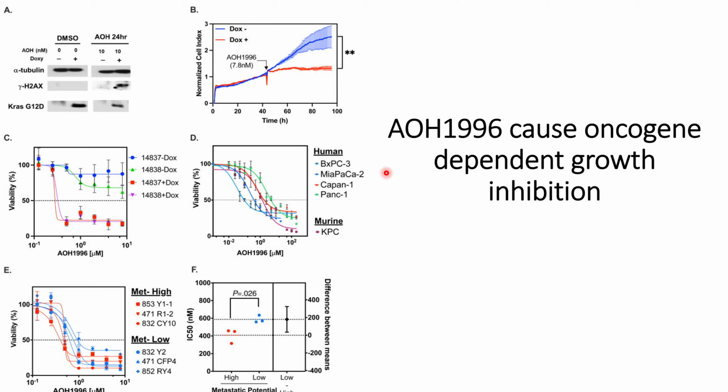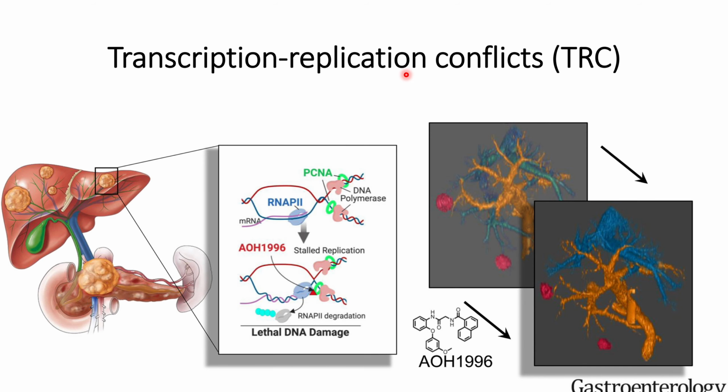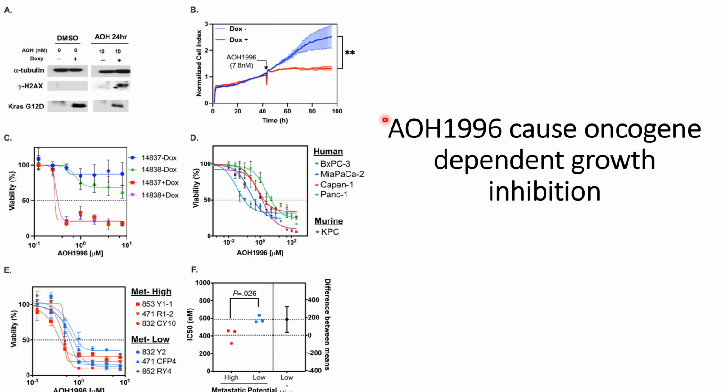In this video, we will continue our discussion about this AOH1996. In the previous video, we gained a basic understanding that AOH1996 will upregulate this transcription replication conflict in the tumor cells. There we did not see any kind of proof, but in today's figure, we will see some evidence of AOH1996 specificity and how it targets, and what the results are.